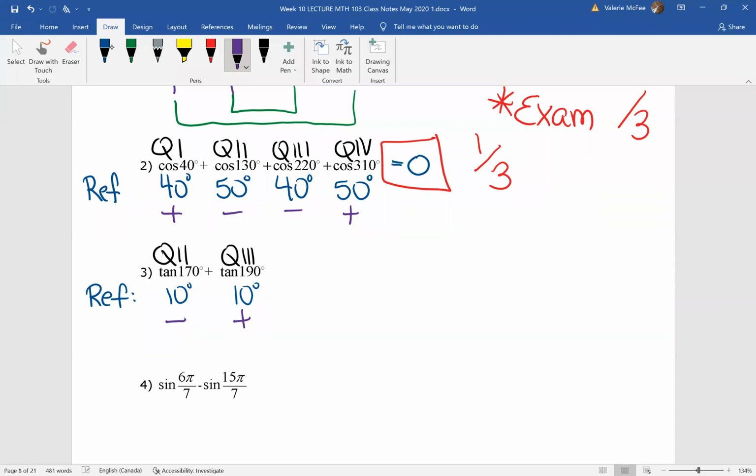So in question 3, I see that tangent of 170 degrees is in quadrant 2. It's 10 degrees away from 180. In quadrant 2, tangent is negative. Tangent of 190 degrees is in quadrant 3. It's 10 degrees more than 180. In quadrant 3, tangent is positive. We have the same reference angle with a positive and negative answer. This equals 0. What about the last one?